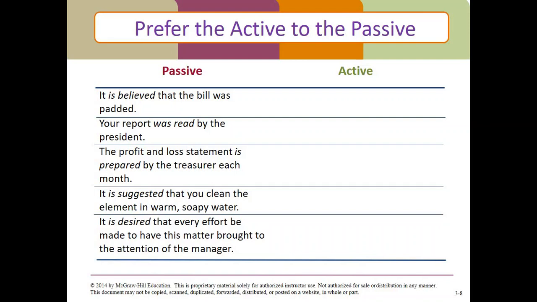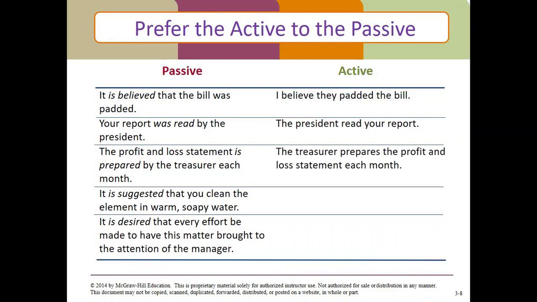Let's look at the second example. It says the report was read by the president. So that's the passive sentence. The active form, the president read your report. So the active form is much easier to understand. There are some more examples here.